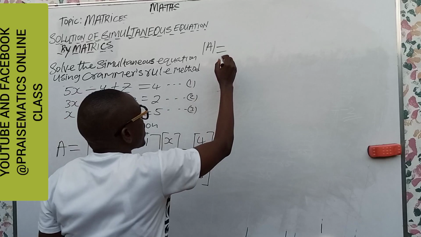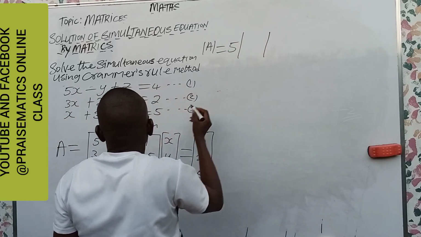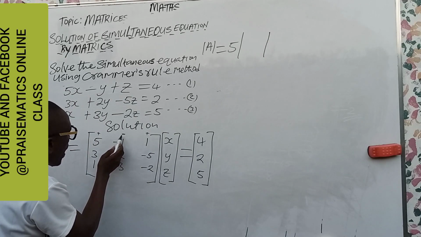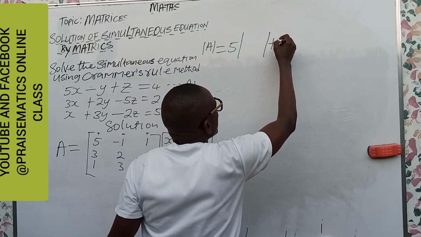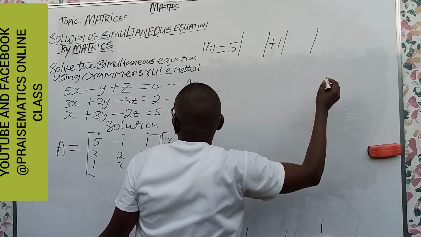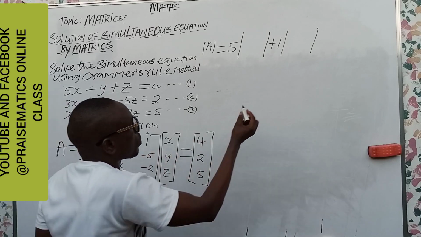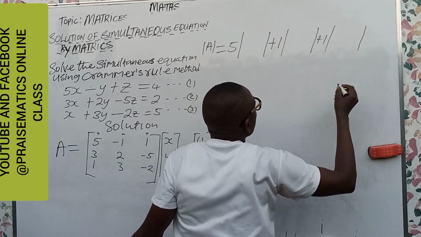What do we have here? 5 times a 2 by 2. Now what do we have here? Look at this. Minus, minus. We are now going to have minus, minus, which will turn this into plus. Plus 1 times a 2 by 2. And what do we have again? This is plus, plus 1 times a 2 by 2.